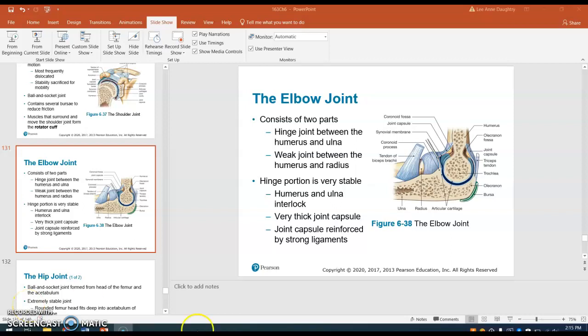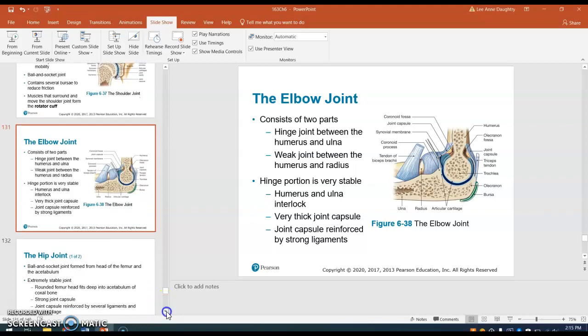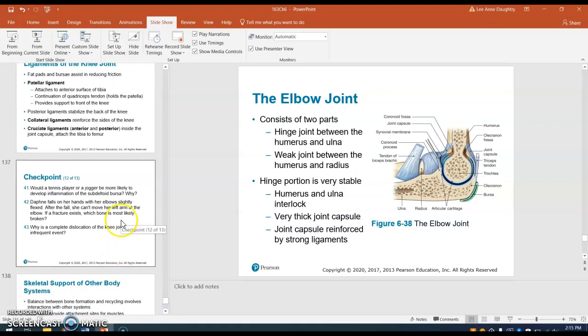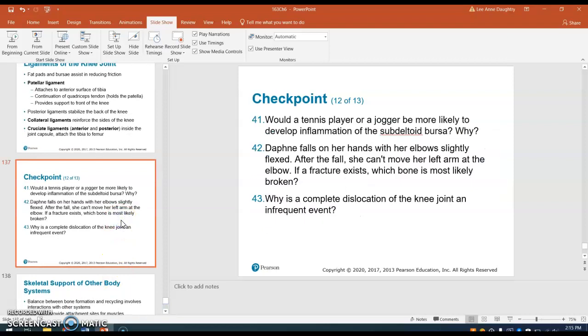Okay, going back to the question about Daphne, let's read it and then come back to it. Okay, Daphne falls on her hands with her elbows slightly flexed. After the fall, she can't move her left arm at the elbow. If a fracture exists, which bone is most likely broken?